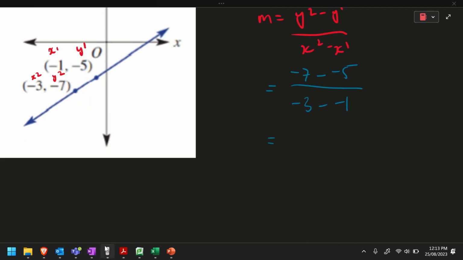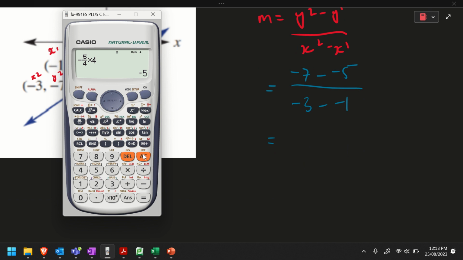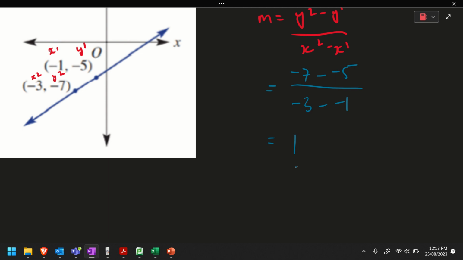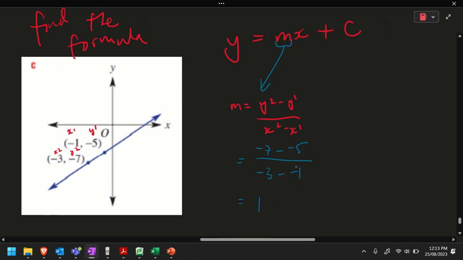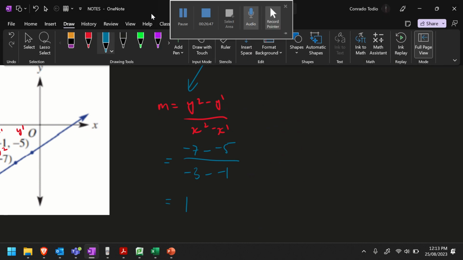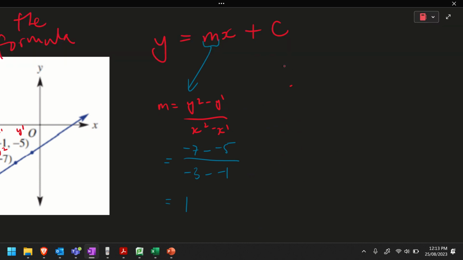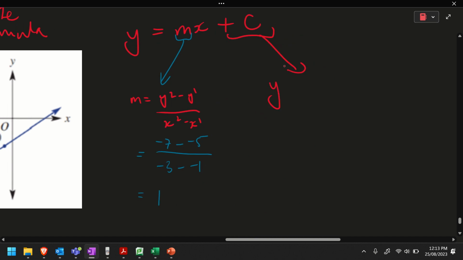So when you put this in your calc, negative 7 take away negative 5 over negative 3 take away negative 1, that gives us 1. Lovely. So the gradient so far is 1. For M, it's going to be 1. Easy. The next thing is we need to find the y-intercept. So your equation so far is going to be y equals 1x plus c.